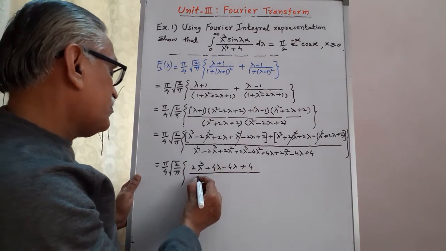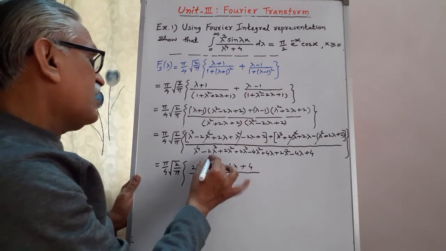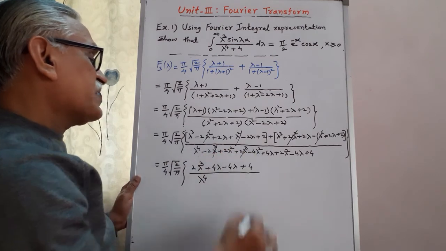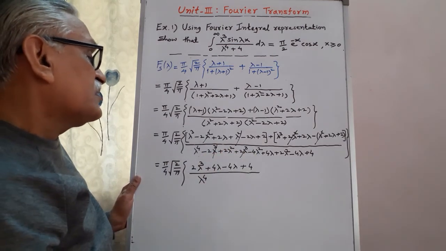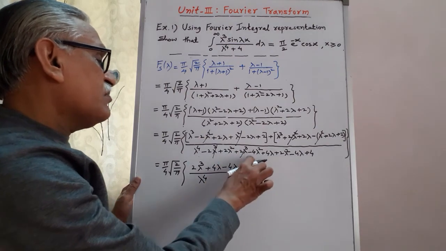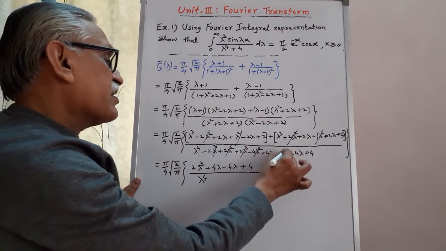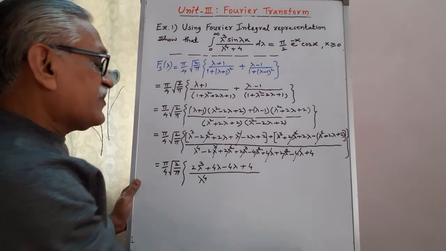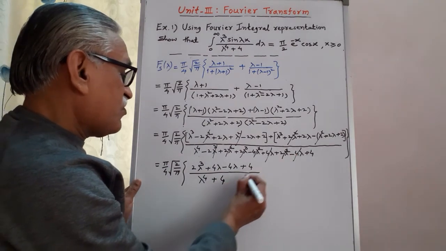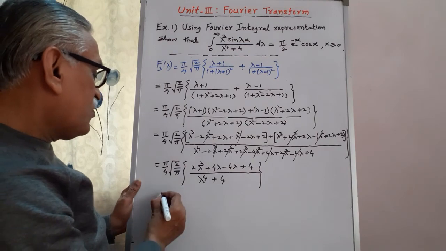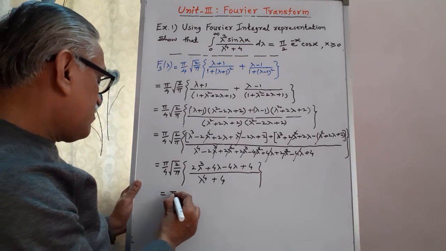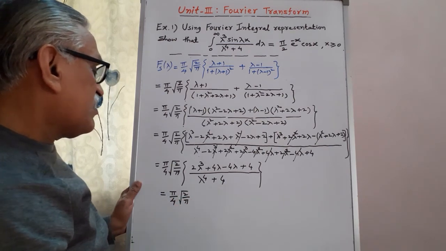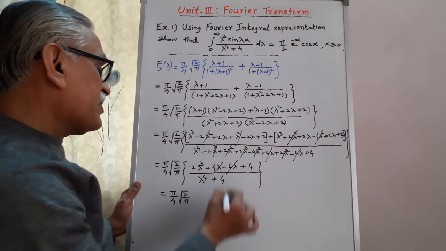lambda raised to 4 minus 2 lambda cube plus 2 lambda cube get cancelled. 2 plus 2, 4 lambda square minus 4 lambda square get cancelled. 4 lambda cancel with minus 4 lambda plus 4. And therefore, we get pi by 4 root of 2 by pi. This 4 lambda get cancelled.